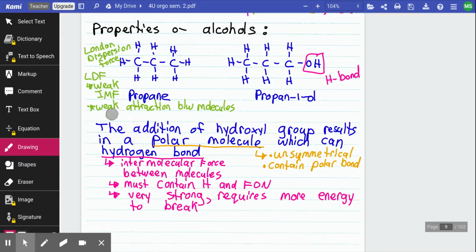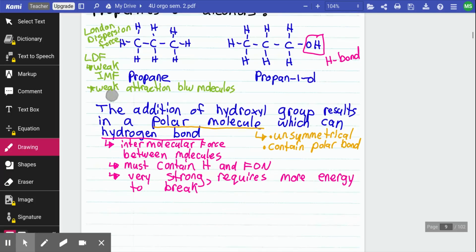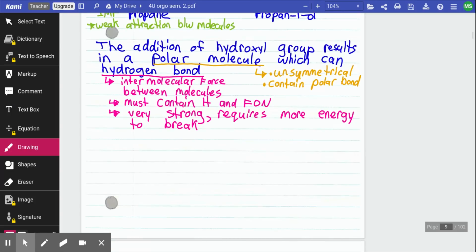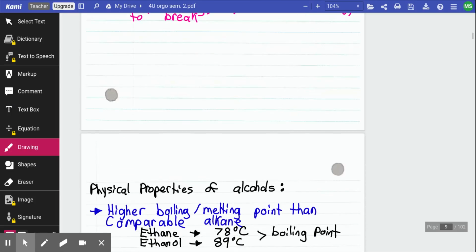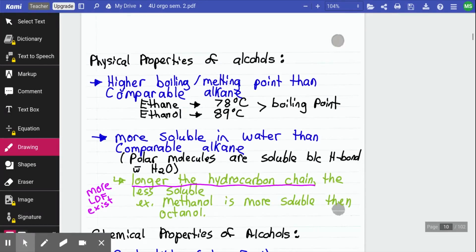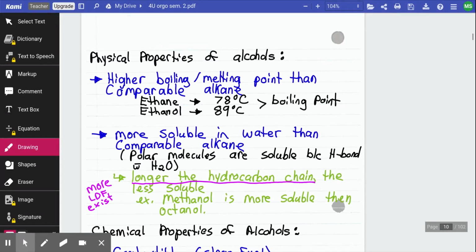Okay. So now that we've talked about how this hydroxyl group results in a polar molecule, let's look at properties that result from that. And I've actually kind of talked about some of them already. So one of the properties is that the physical properties of alcohols are going to have a higher boiling or melting point than the comparable alkane. Again, because you have added polarity. You have something that is polar, whereas the alkane is nonpolar.